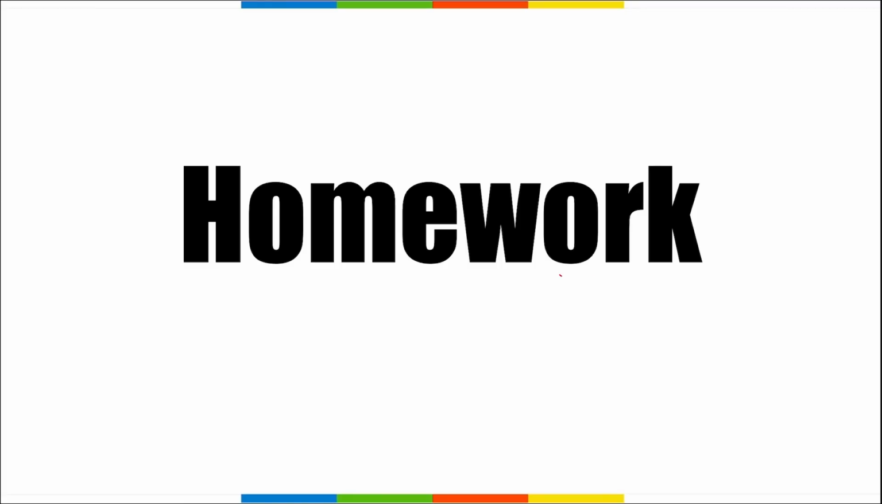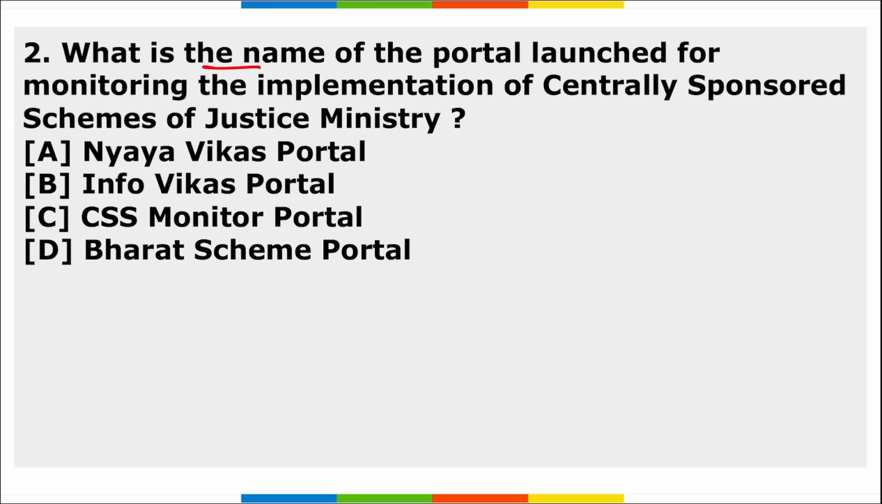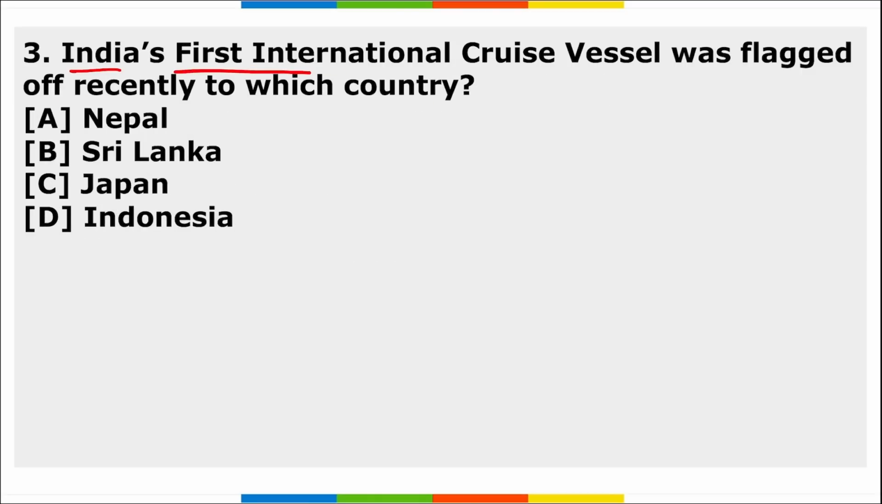Now let's move to the homework section. First, as per the India Rankings 2023, which institution retained its first position in the overall category? Second, what is the name of the portal launched for monitoring the implementation of centrally sponsored schemes of the Justice Ministry? Third, India's first international cruise vessel was flagged off recently to which country? So these are your 3 homework questions, friends. I hope you have understood the assignment.